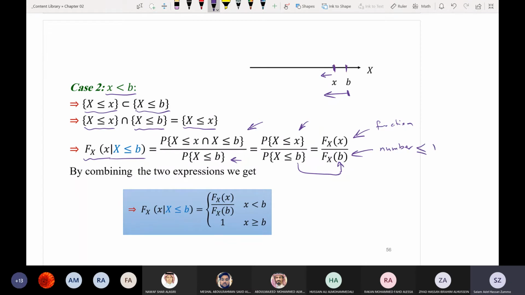And because of that, this conditional CDF is always larger than or equal to Fx of x, right? And it's equal to 1 for x larger than or equal to b. And for x less than b, it's equal to Fx of x divided by Fx of b. So it depends basically on where b is; you will have different answers.